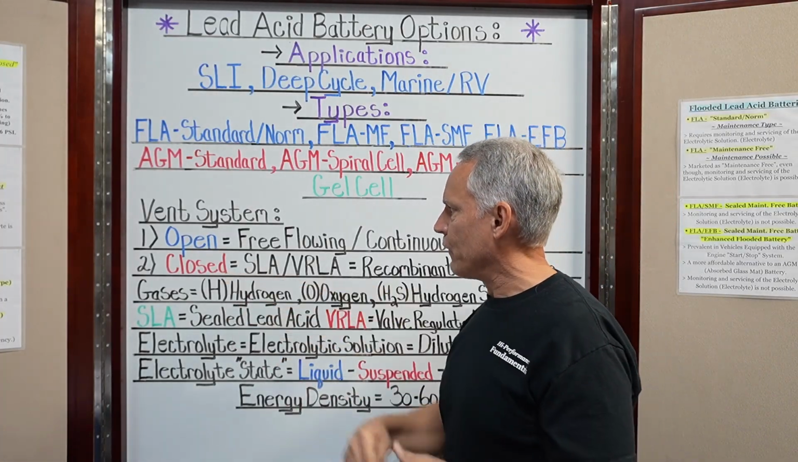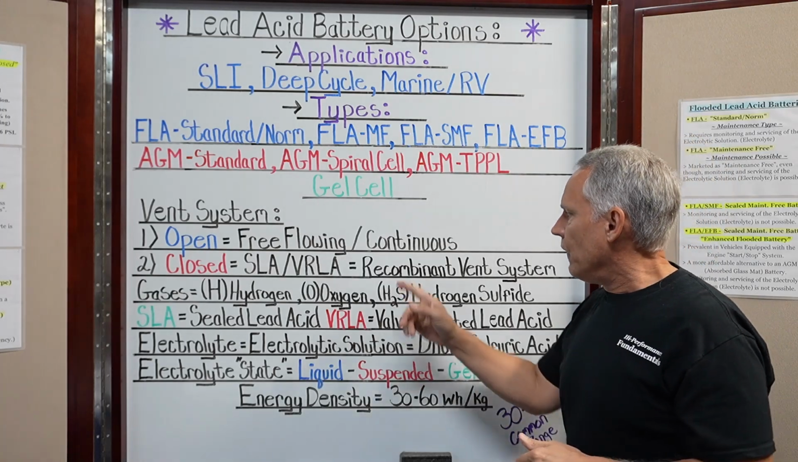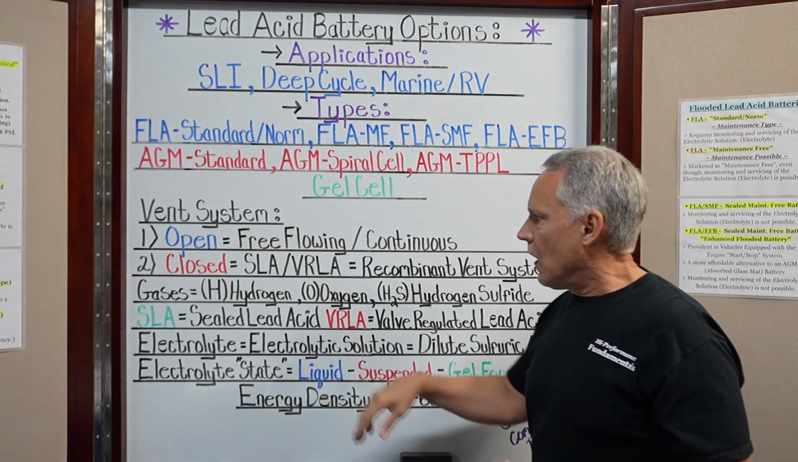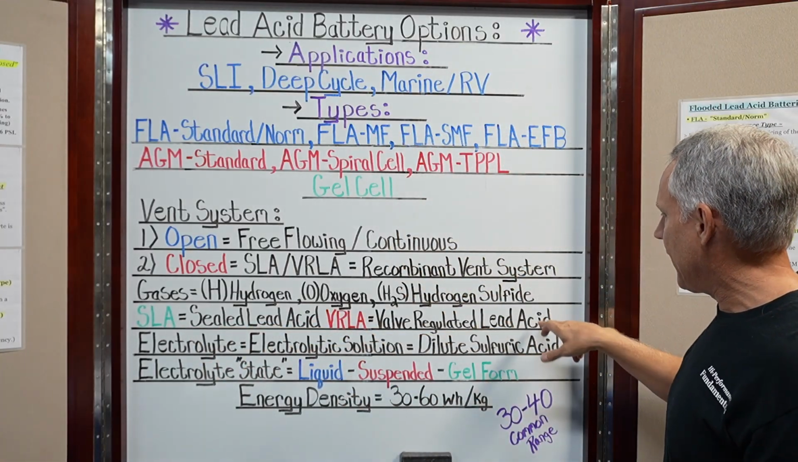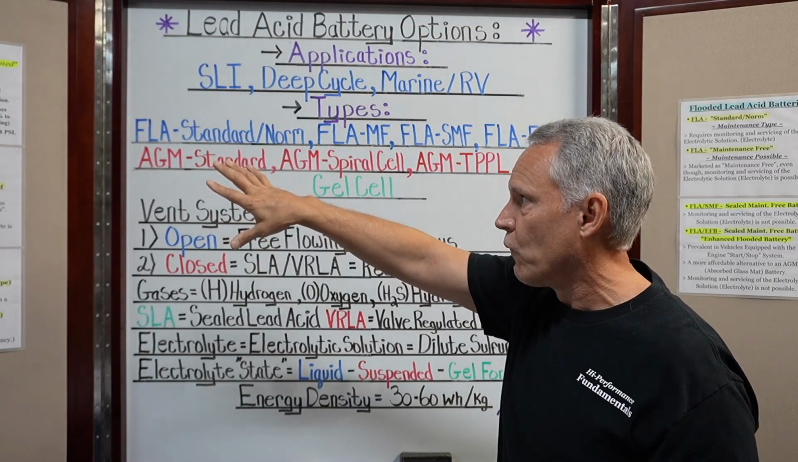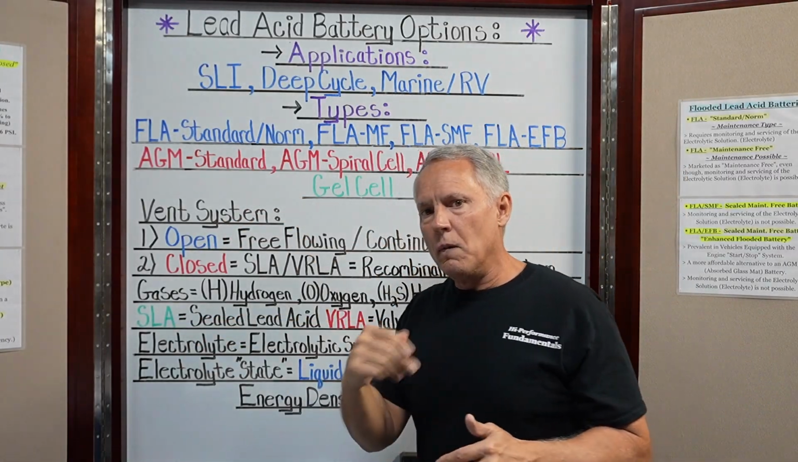So a closed battery is a closed vent system. It's called an SLA or a VRLA battery. That's known as a recombinant vent system. We'll talk about that in a second. So SLA is sealed lead acid. VRLA is valve regulated lead acid. So I'm gonna break this down. I got a little chart over here for you, and we're gonna break it down just a little bit further to make this a little bit more understandable.